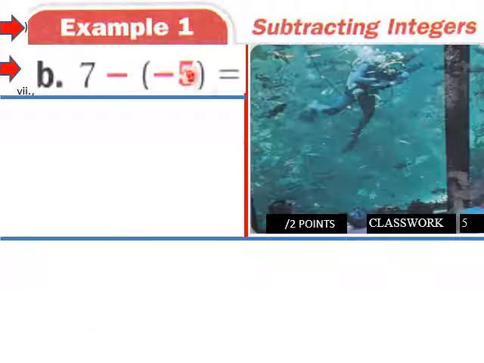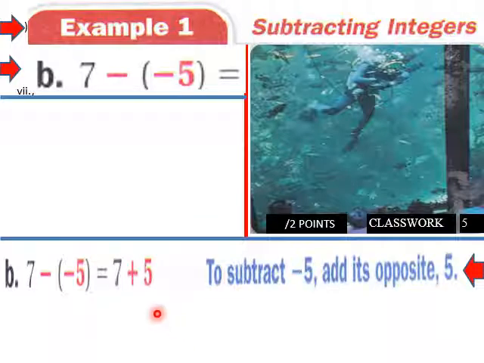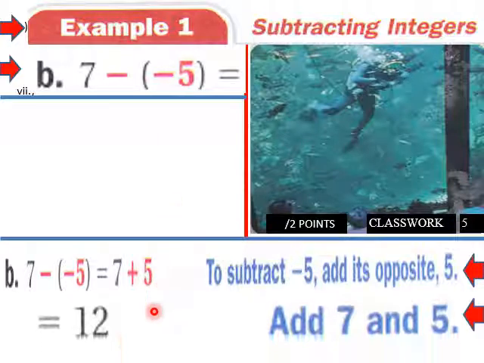Then 7 minus a negative 5. So 7 minus the negative 5 would be 7 plus 5. To subtract negative 5, add its opposite, 5. So to subtract, we add its opposite here, so we stick in an addition sign. So 7 plus 5, or you can look at it like a negative of a negative would be a positive. That's another way of looking at it.